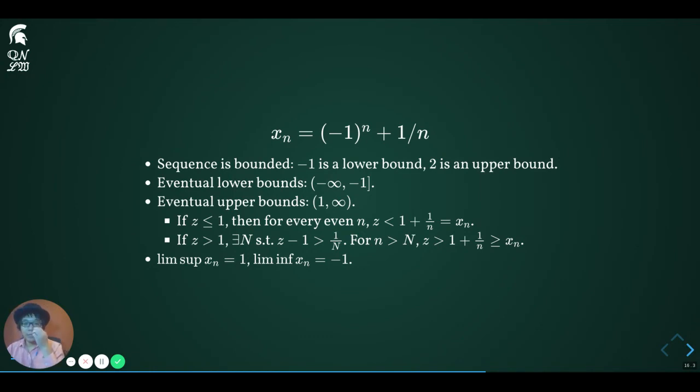Next, we show that if z is more than plus 1, then z is an eventual upper bound. This is because z minus 1 is positive, and so by the Archimedean property, there is some capital N such that 1 over capital N is less than z minus 1. Rearranging the inequalities, we see that z is larger than 1 plus 1 over n for any later index n. And 1 plus 1 over n is larger than or equal to x sub n, since (minus 1) to the nth power is never more than 1, and so z is an eventual upper bound. From these computations, we see that the lim sup of x sub n is plus 1, and the lim inf of x sub n is minus 1.